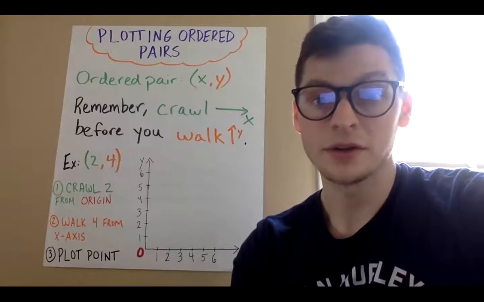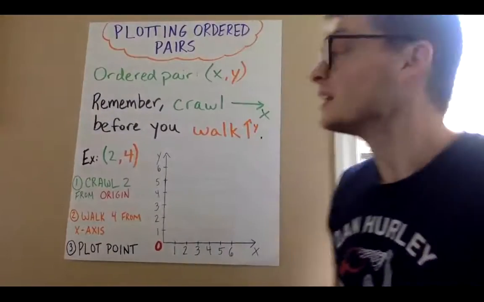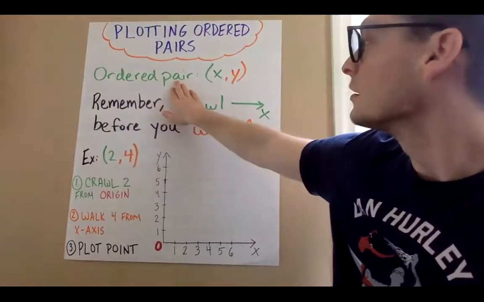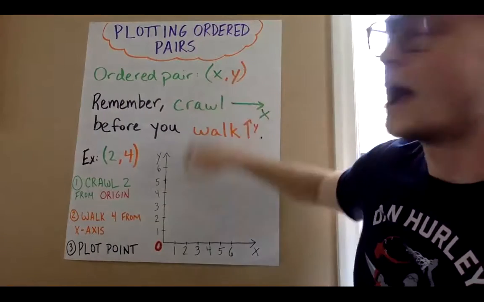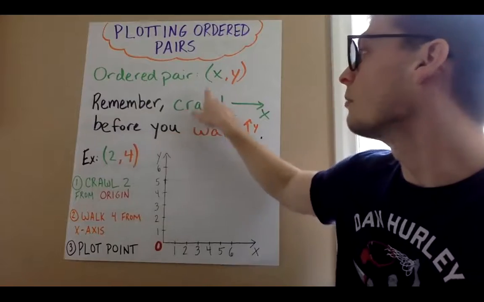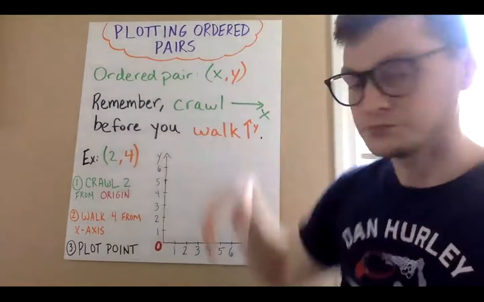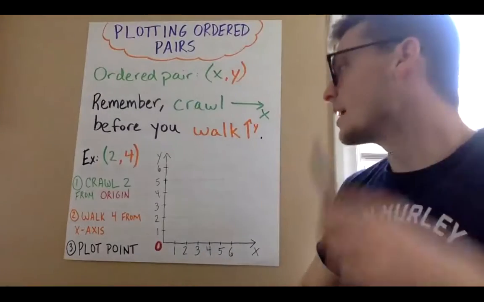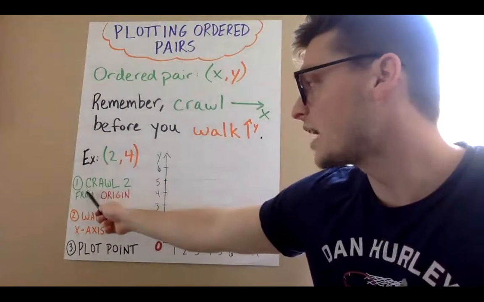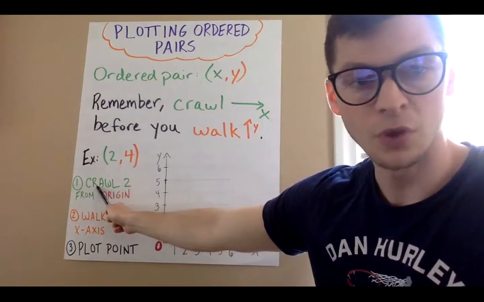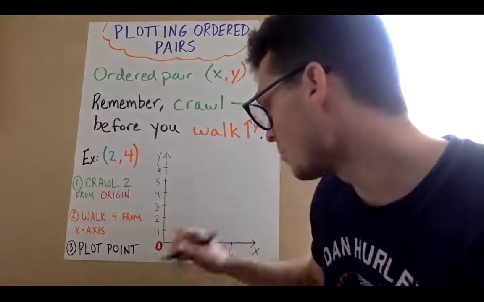Model plotting ordered pairs. So here we go, plotting ordered pairs. As I have said, an ordered pair has my two coordinates within my parentheses, (x, y). Remember that I'm going to crawl my x coordinate first. Crawl before I walk. So here in my example, I want to plot (2, 4). First step, crawl 2 from the origin. I'm always starting at my origin. So I'm going to crawl 2.